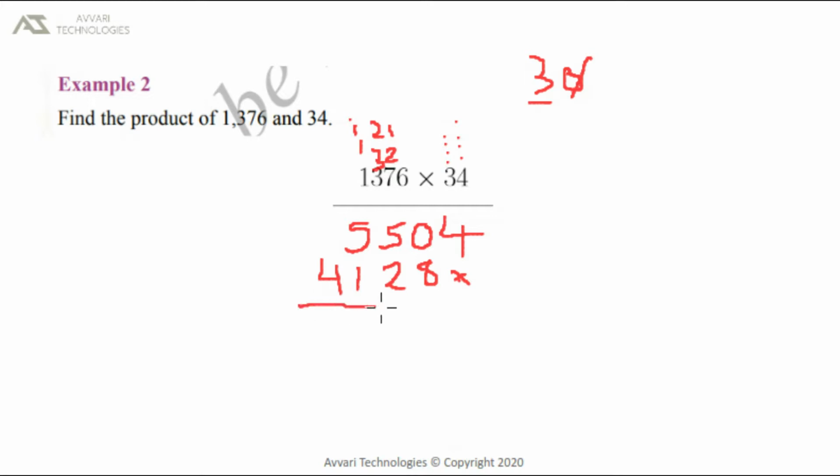Now let us add these two numbers. 4 plus 0 is 4. 0 plus 8 is 8. 5 plus 2 is 7. 5 plus 1 is 6. 4 plus, we have got nothing. We can consider this as 0.